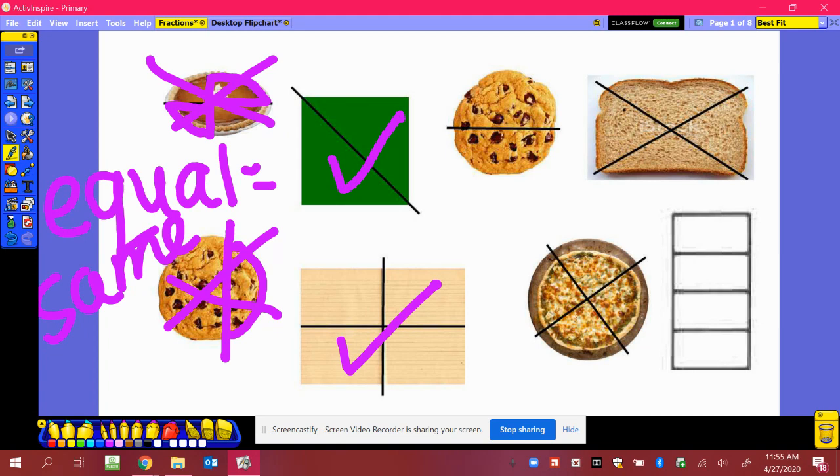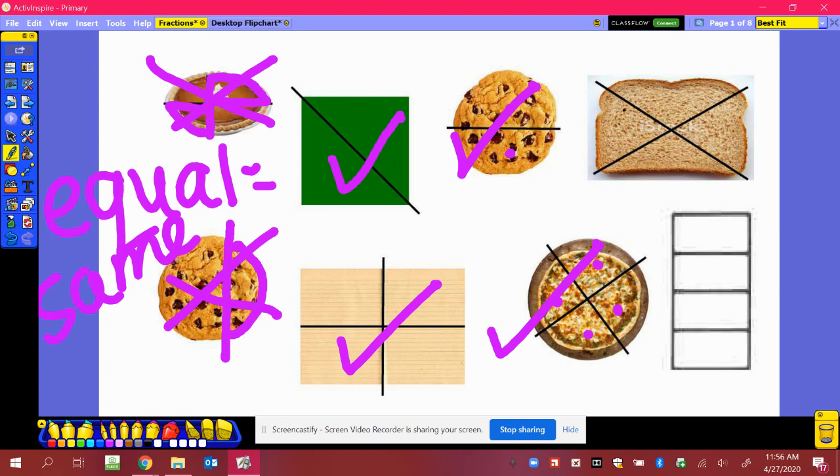Look at the top cookie. You have 2 equal parts of the cookie. This side of the cookie is about the same size as the bottom part of the cookie. So that one is in equal parts. Look at the pizza over here. If you look at the pizza, all the slices are about the same size. And so that one is in equal parts.